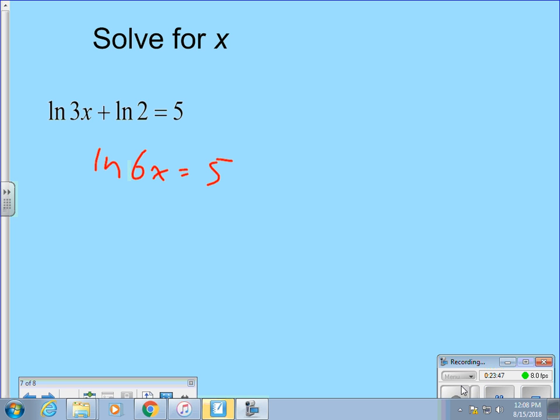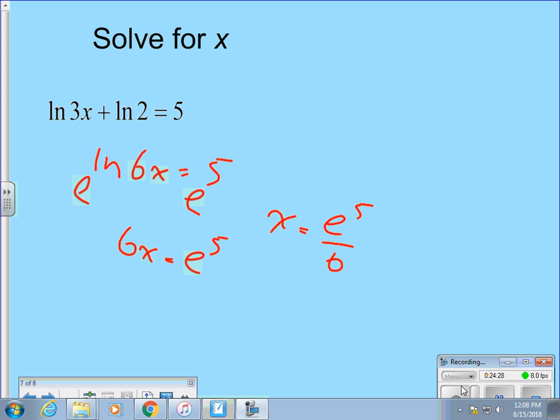Once I get one single logarithm, now I can exponentiate. Now I can do the exponent trick to it. You cannot do that while they are separate entities. You must combine them into one before you do that. Same as if you have multiple terms of e to the x, you need to combine all your e's into one before you can take the logarithm. So now I raise both sides to the e power, and I get 6x equals e to the 5th, and I get x equals e to the 5th over 6.